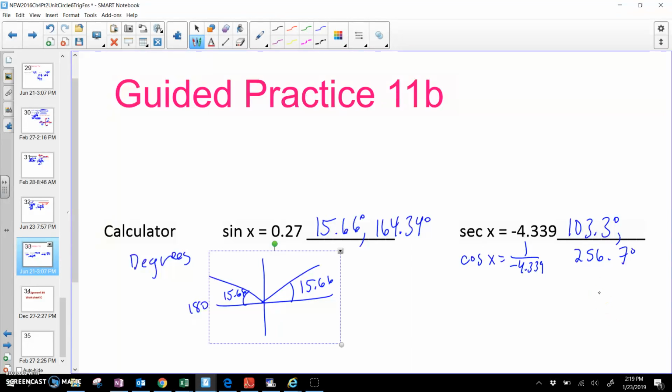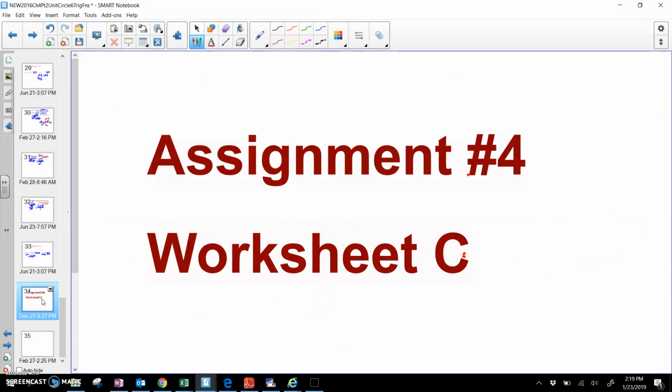All right, that's a good background. You should have the information you need now to complete assignment number 4, which is worksheet C, numbers 1 through 12, all.